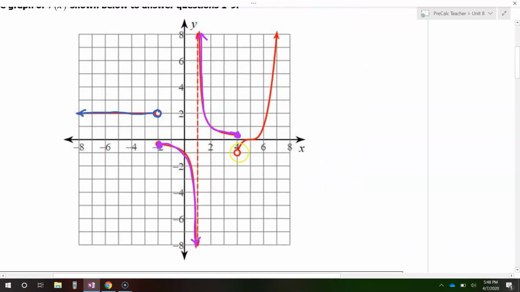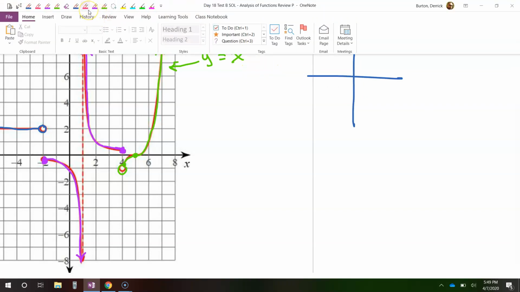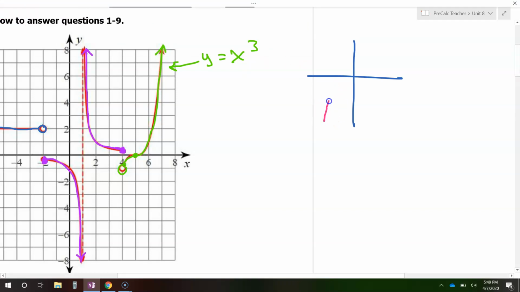All right, so now I'm looking at this right here. I'm looking at this guy. Well, the parent function, of course, is going to be y equals x to the third power. That's the parent function we memorized long ago, that x to the third power looks like this. It's like half of a downward facing parabola, and then the other half is an upward facing parabola. It's called a point of inflection right here in the middle.